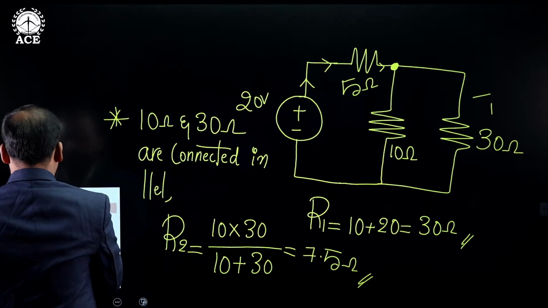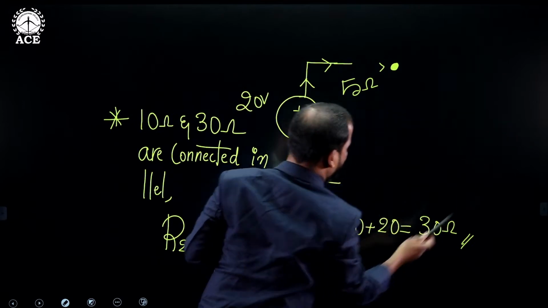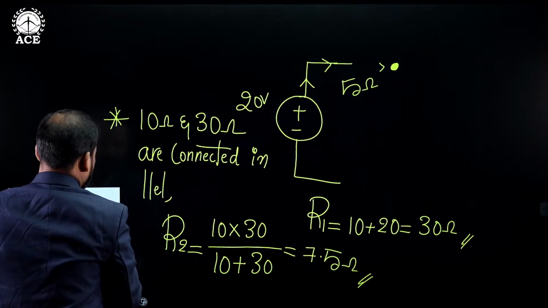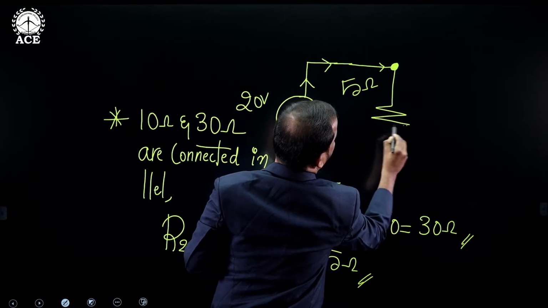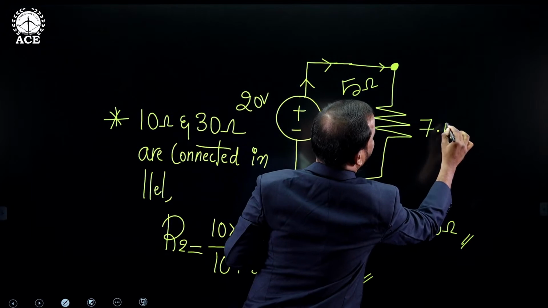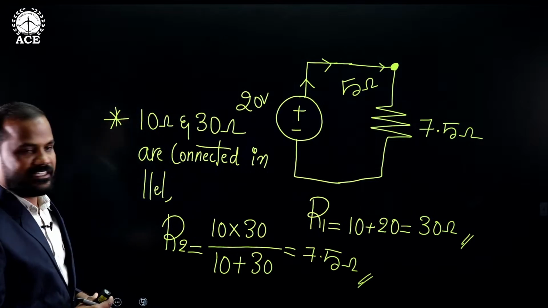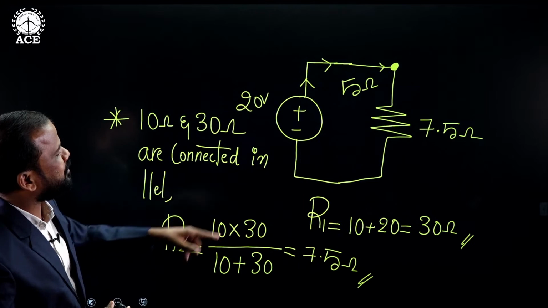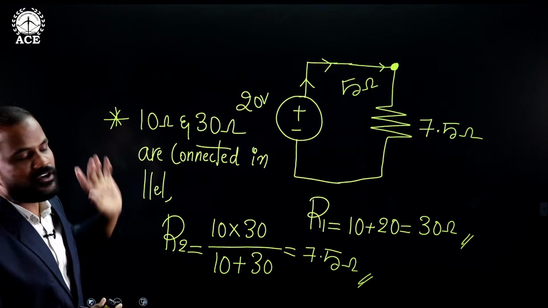I can directly replace this particular combination by 7.5 ohms, so that the network becomes very simple like this. Now see here, I am replacing the parallel combination of the 10 and 30 with 7.5 ohms. After replacing it, that 7.5 ohm resultant is connected in series with the 5 ohm resistance.